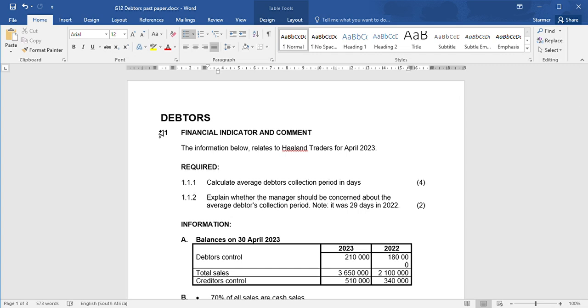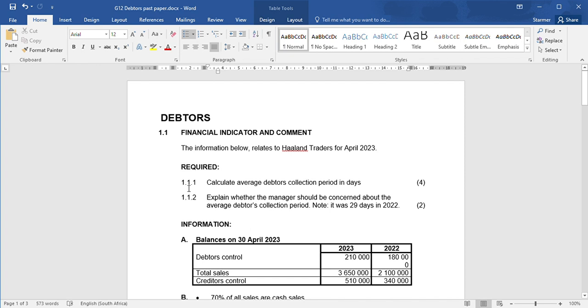I'm going to do a couple of past paper questions on debtors today. The first question is just a financial indicator and comment. They give you some information and they ask you to calculate the average debtors collection period in days.